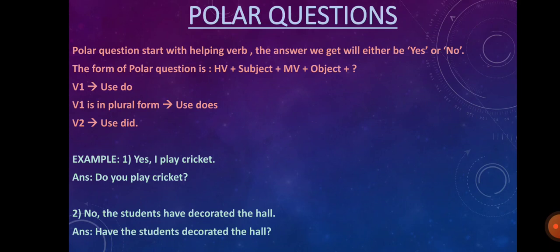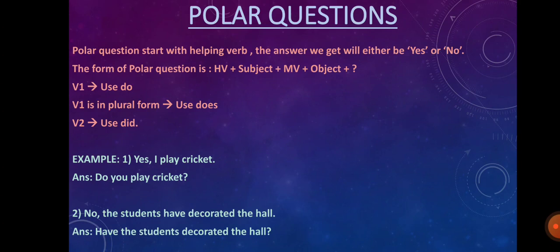For first example is yes, I play cricket. So here we have to first see the verb. As everyone knows that verbs are action words. So here, which is the action? Play. Now play is in the first form. It is in singular form. So we have to use do. Do you play cricket? The question, then question mark. So the answer we will get is yes, I play cricket.